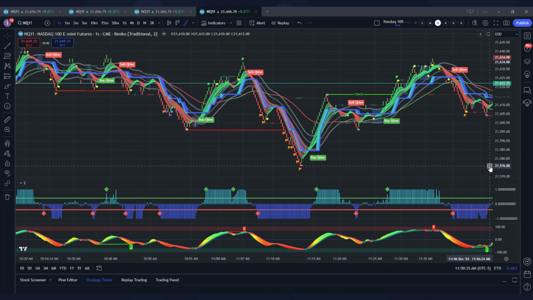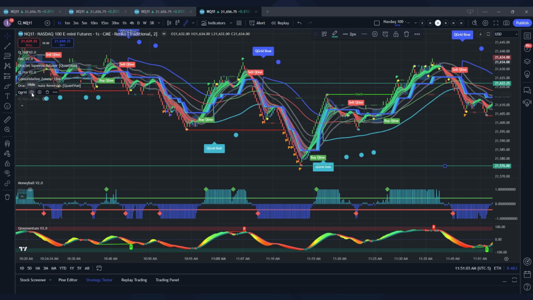We peak at about 21,576, right? So 21,622 to 576, that's a 46-point opportunity. You take five micros and times about 46 points, that gives you just under $368. And again, that's just off that trade opportunity alone.